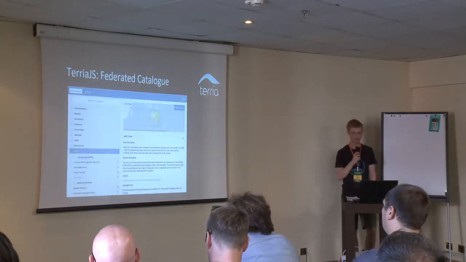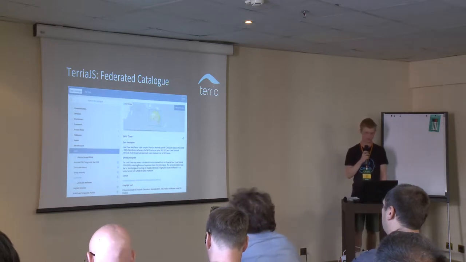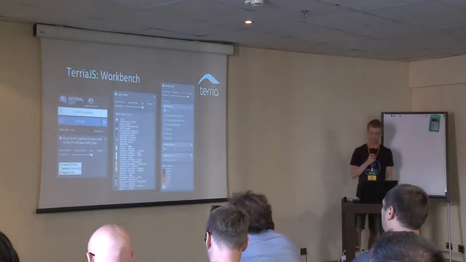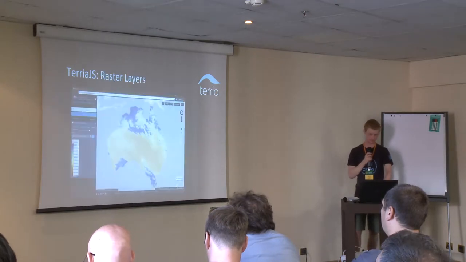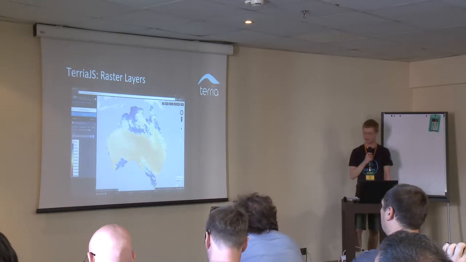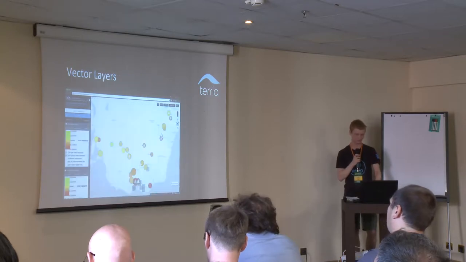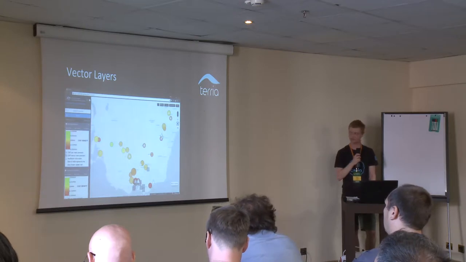The TerriaJS library includes many features out of the box, including a data catalog UI for listing, viewing metadata, previewing and adding datasets to the map, a workbench to show legends prominently beside the map, wide format support for raster layers from expert geographic information systems, such as ArcGIS Server, WMS, WMTS, TMS, OpenStreetMap, and more. And vector layers too, from KML, GeoJSON, ArcGIS Server, WFS, and more.